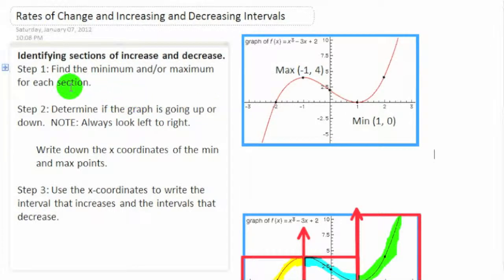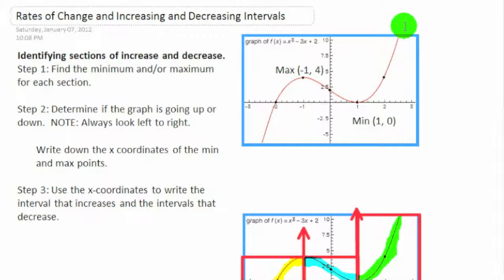Number one, you want to identify any minimum or maximum points in your graph. Now I've shown you a cubic equation. This is the graph of x cubed minus 3x plus 2. This just gives you a really good picture. So it goes up, it gets to that high point, then it turns, it comes back down, it stops, and then it turns back up and goes on forever.